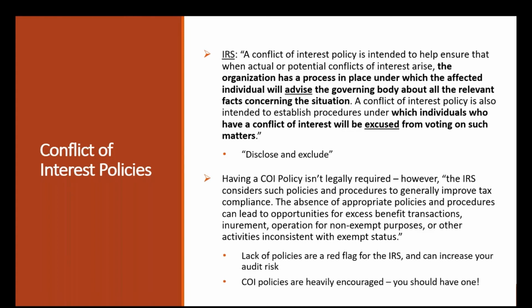Having a conflict of interest policy isn't legally required. However, the IRS considers such policies and procedures to improve tax compliance. The absence of appropriate policies, per the IRS, can lead to opportunities for excess benefit transactions, private inurement, operation for non-exempt purposes, or other activities inconsistent with tax-exempt status. So not having a conflict of interest policy is a huge red flag for the IRS and can increase your audit risk with the agency. So conflict of interest policies are heavily encouraged. Every nonprofit should have one. Your nonprofit should have one.